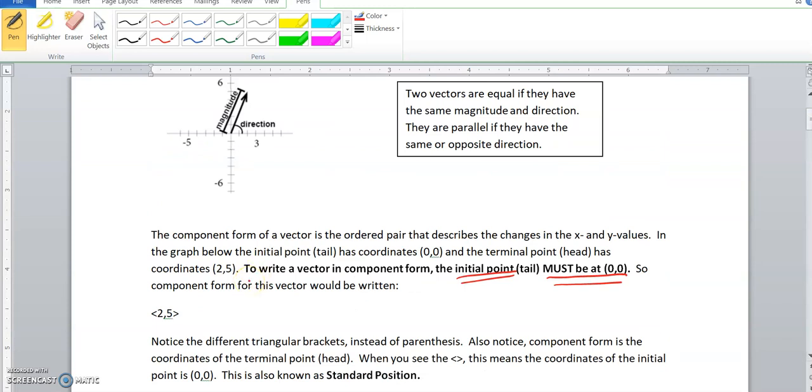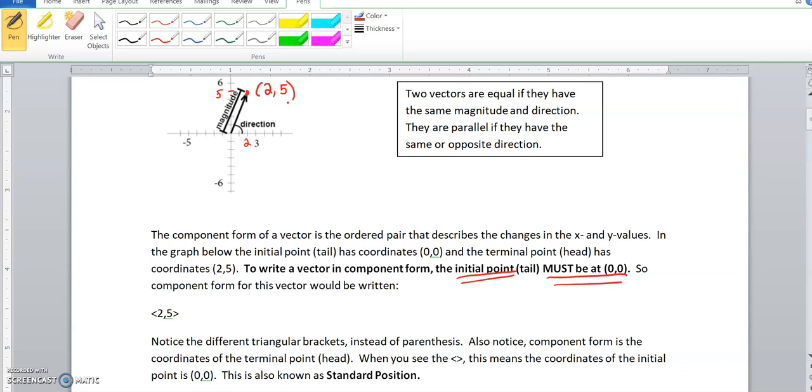It says the graph below and the graph above, the initial point is 0, 0. The terminal point has coordinates 2, 5. They're referring to right here. So here's 2, and the end of our point here is 5. So the coordinate of this end point of our arrow is 2, 5.